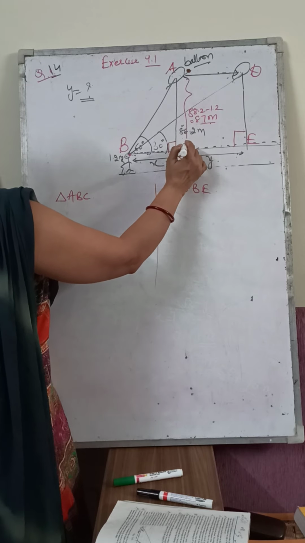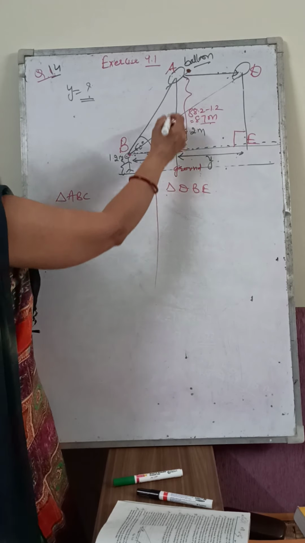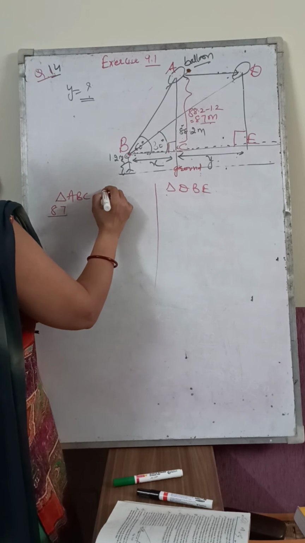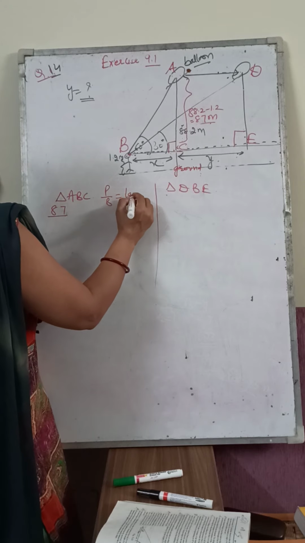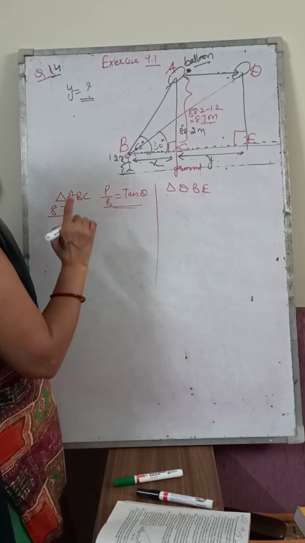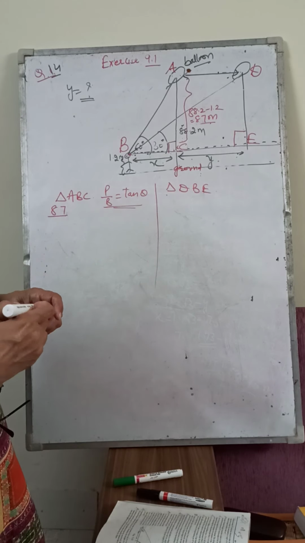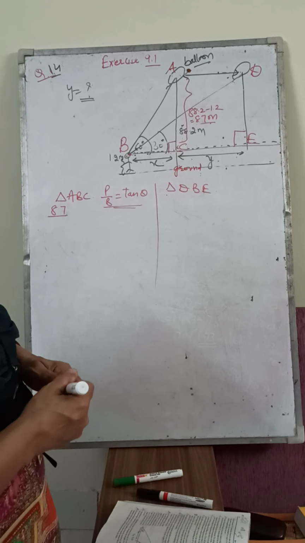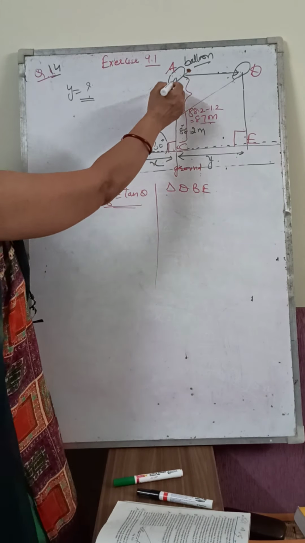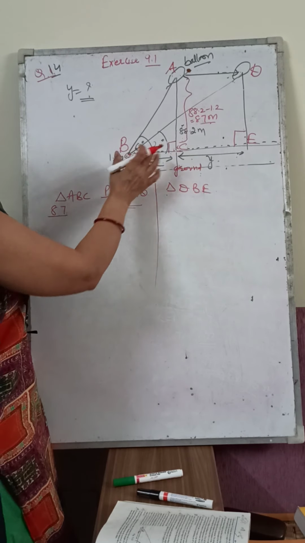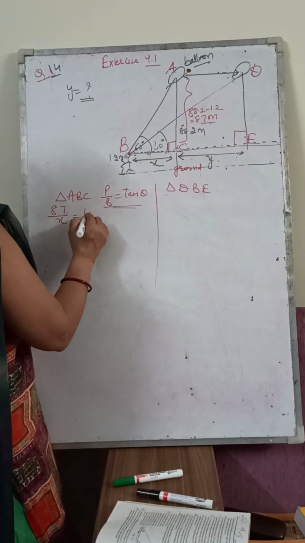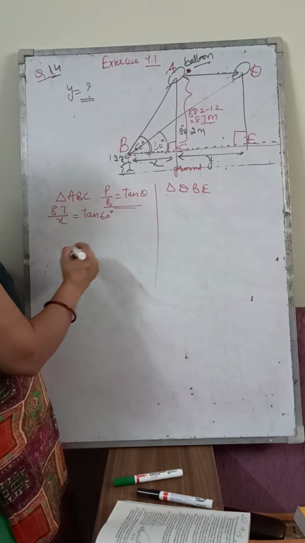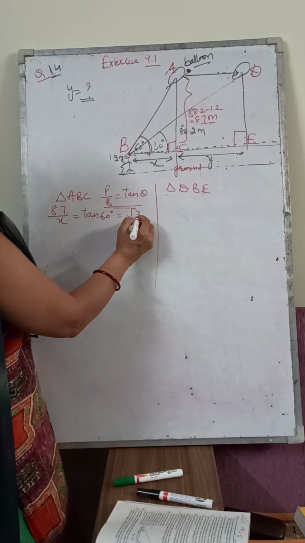This ABC. In triangle ABC, perpendicular is 87. You know, perpendicular upon base is equal to tan theta. It is better you write first which trigonometric ratio you are going to follow. Perpendicular is 87, base is x, is equal to tan of the angle, which is 60. Tan 60 is what? Root 3.